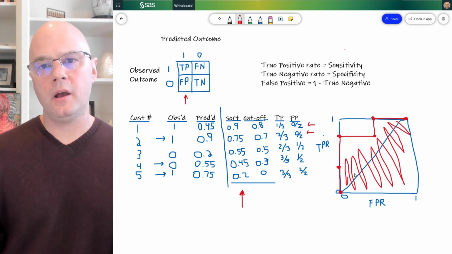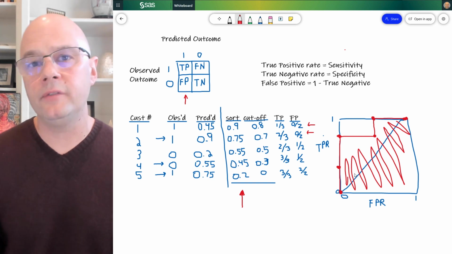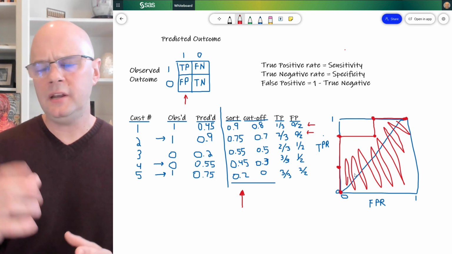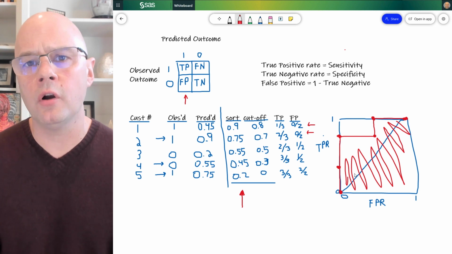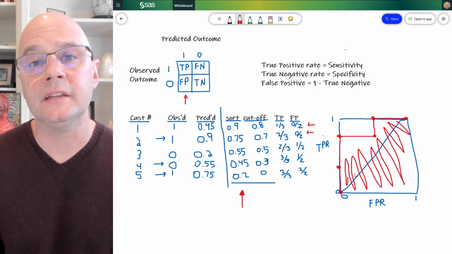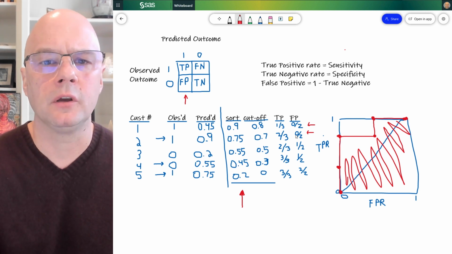Now remember, the area under the whole square is 1. The area under that 45-degree line is 0.5. So typically, area under the curve ranges from 0.5 up to 1, where the bigger it is, the better it is. One final caution before we jump to the computer.